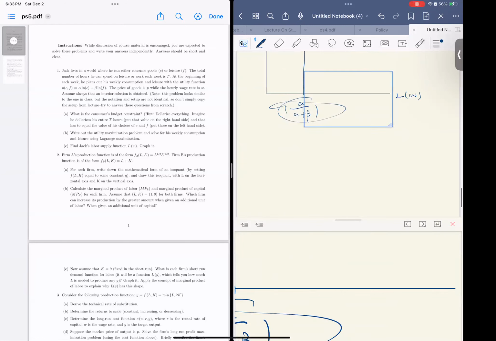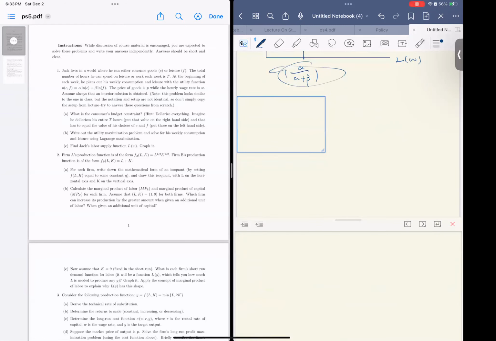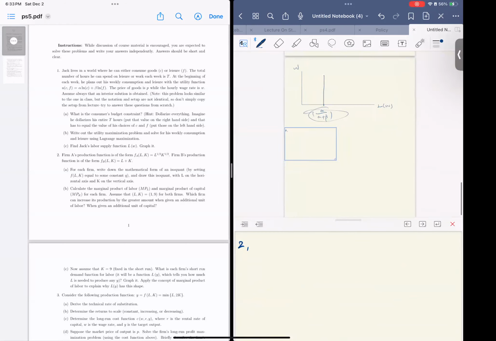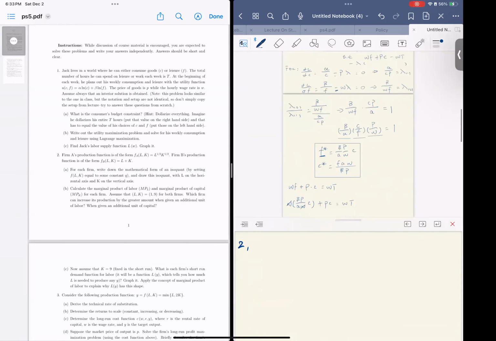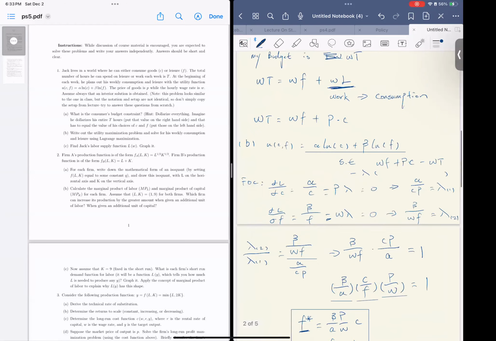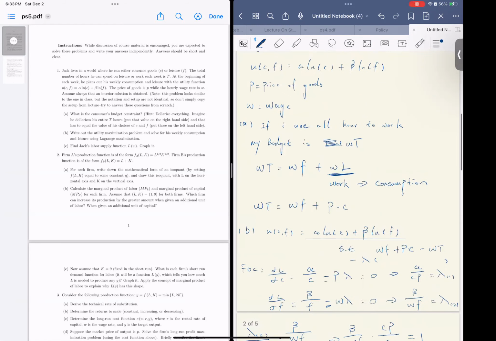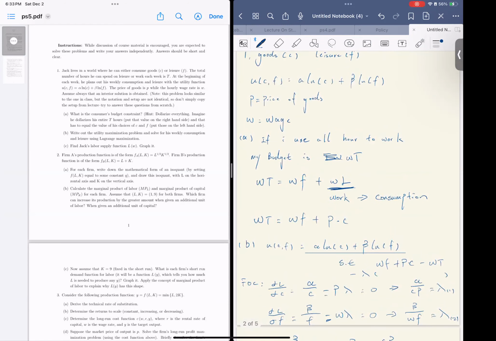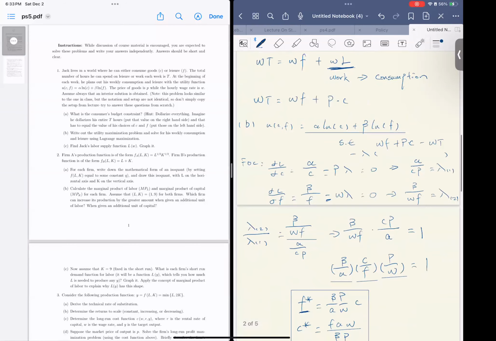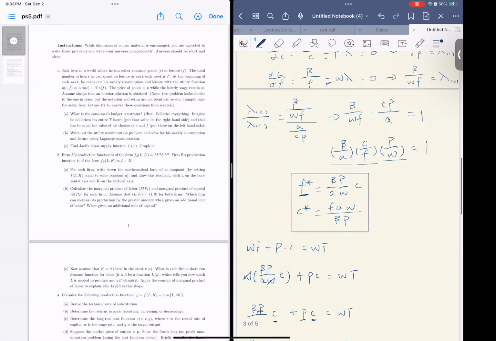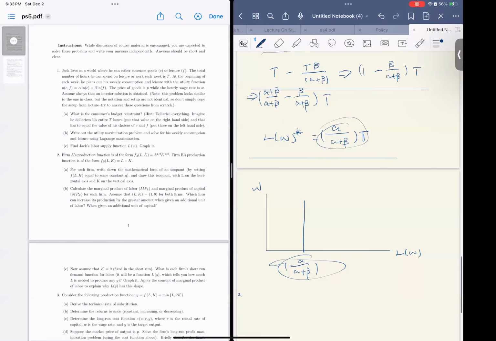Okay. Let's move on to question two. Wait, can you scroll back up to 1A and 1B real quick? Yeah. So 1A is just a setup of the budget, and B is just solving the utility maximization of the labor decision. Got it. Thank you. Just go to the graph real quick. Yeah. Graph.